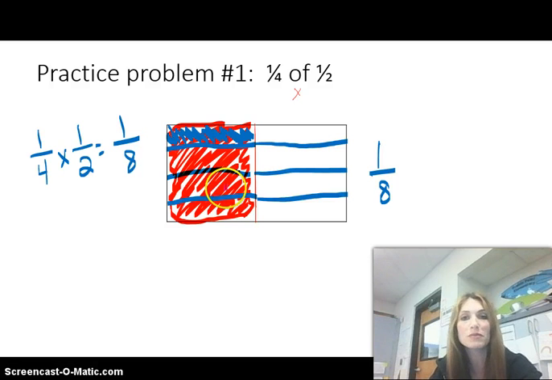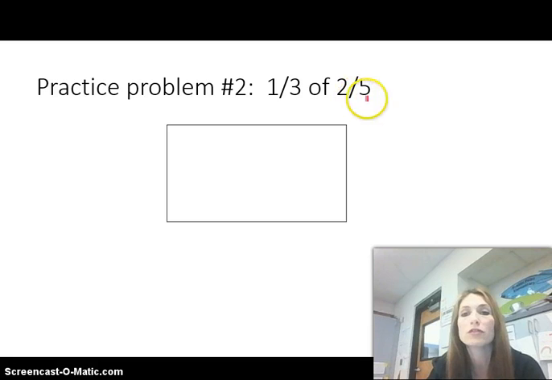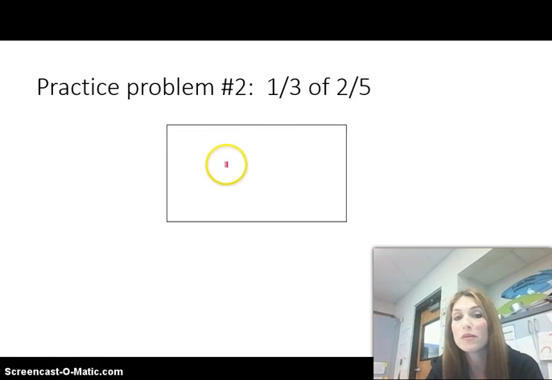Let's look at practice problem 2. Okay, for practice problem 2, we have 1/3 of 2/5. Remember, of means multiply. Please pause, draw your model, work it out in standard algorithm after you've drawn the model, and see if those match. Whenever you're ready, push play.